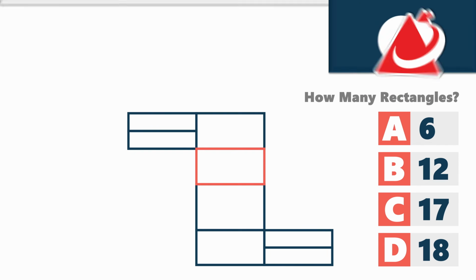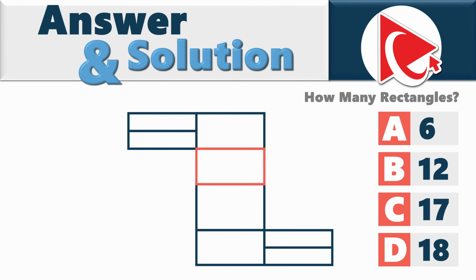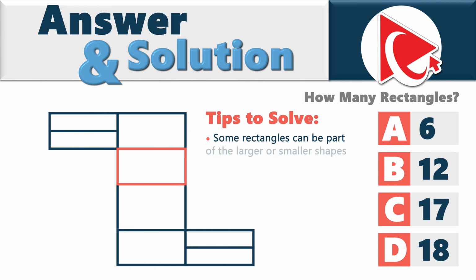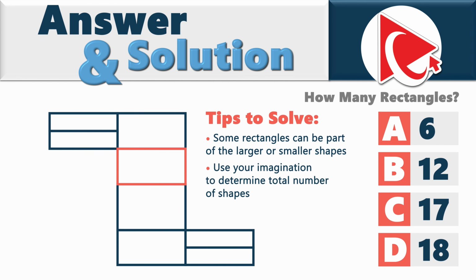I showed you one rectangle, right? But let me show you some tips to solve these types of questions. Number 1 tip is that some rectangles can be part of the larger or smaller shapes presented. And number 2 tip is that you need to use your imagination to determine total number of shapes.